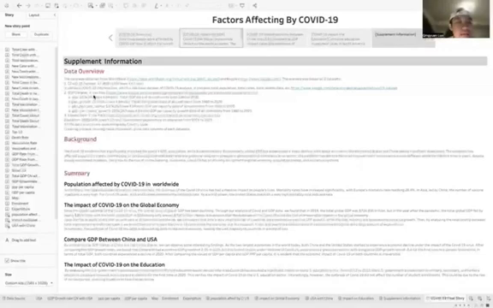Summary, and we use the six data sets, and this is the detail for the data sets. And the background is the COVID-19 pandemic has significantly impacted the world's GDP, population, and education sectors. So in conclusion, through the analysis of the entire data sets, I have come to understand that COVID-19 has had a massive impact on the GDP, education, and daily lives of people in every country.